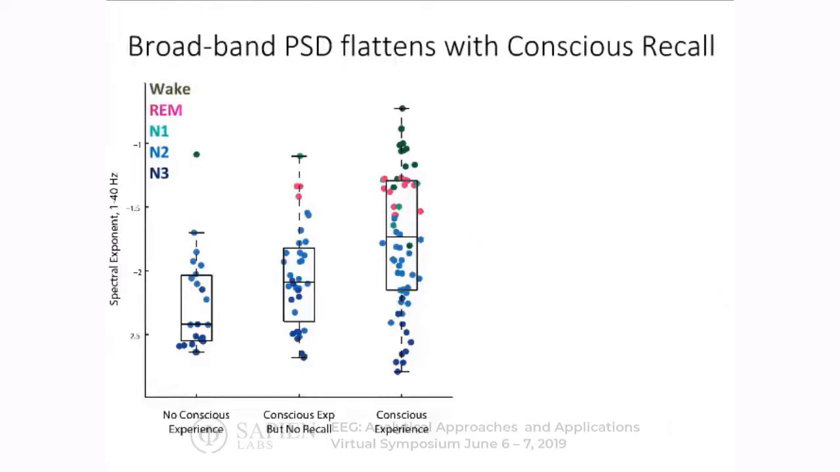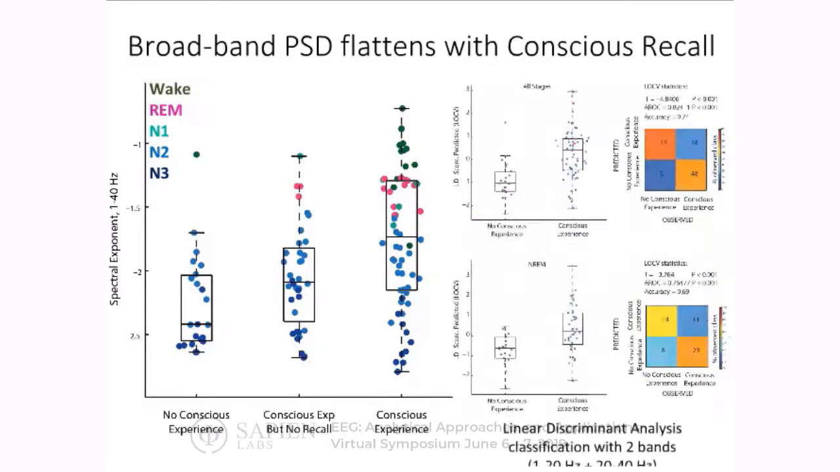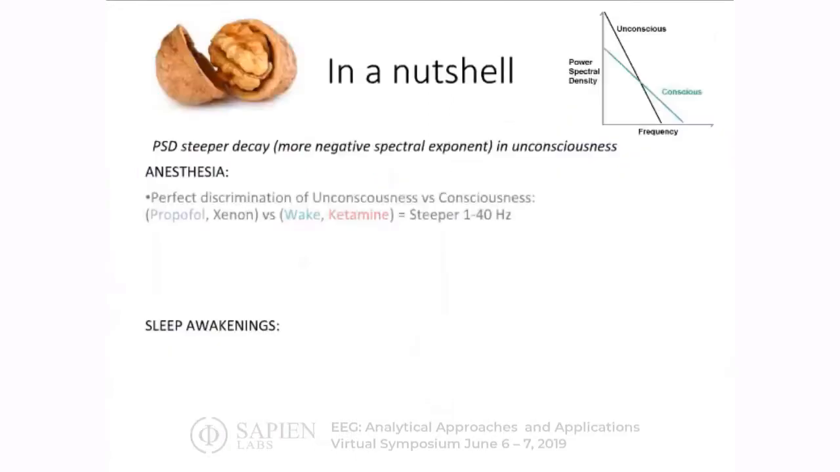Moving on, there seem to be differences that are not purely related to the stage of sleep, but related to the type of experience. So, no conscious experience versus conscious experience. We tried a classification approach, and using the spectral exponent we were able to classify whether a person had or did not have conscious experience, discarding the no recall reports, across all stages, and even when looking at all non-REM stages separately.